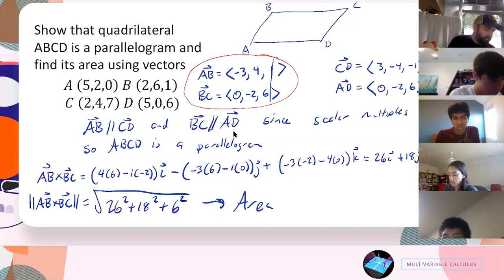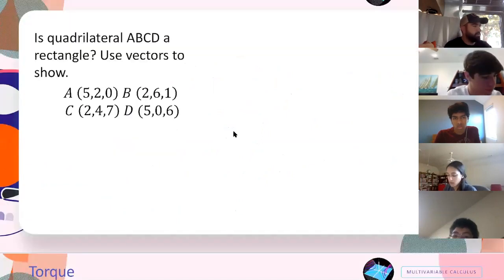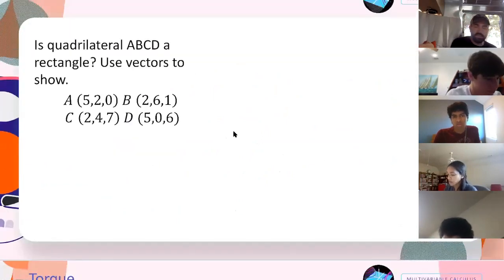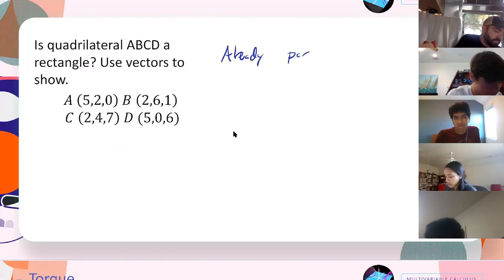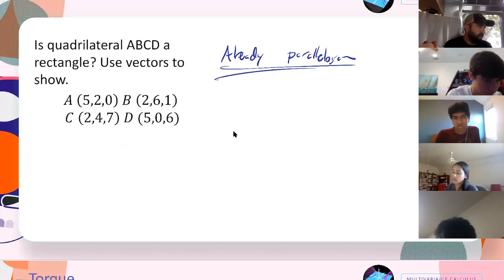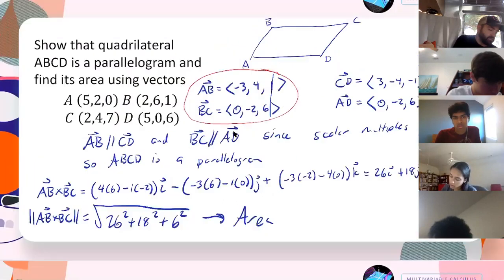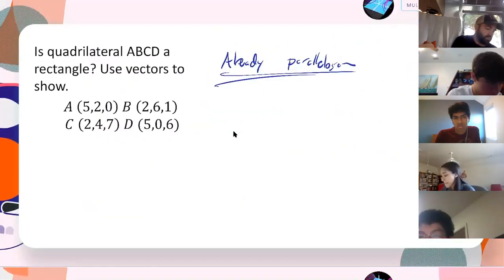Okay, so is it a rectangle? We could use vectors to show that. This is the same points, so we don't have to show, we already know it's a parallelogram. So if you think back to geometry, all we need is two sides to be perpendicular, and we would know that it's a rectangle. If we have a parallelogram with perpendicular sides, that means that it's a rectangle.